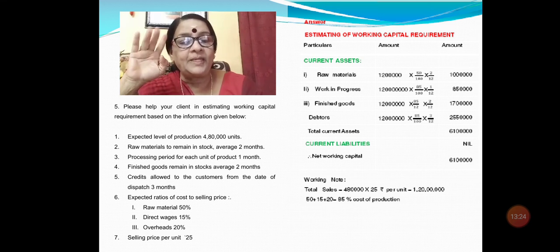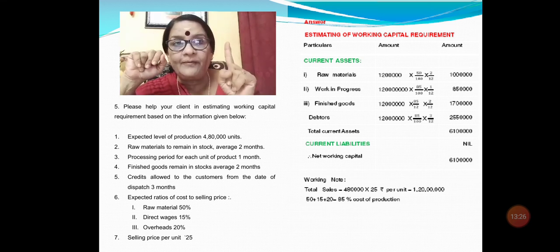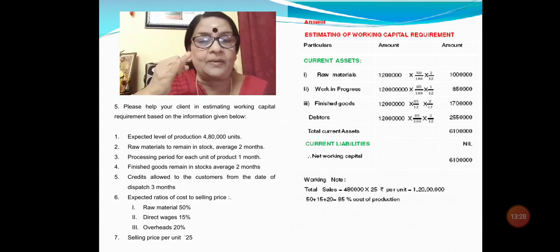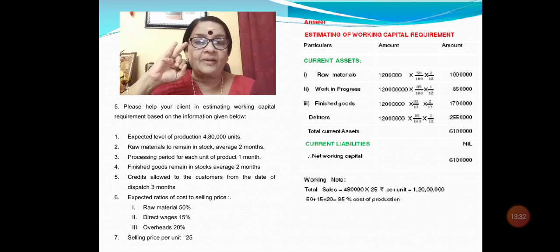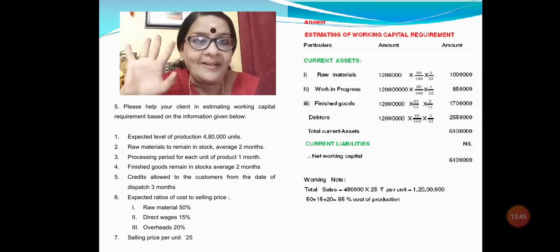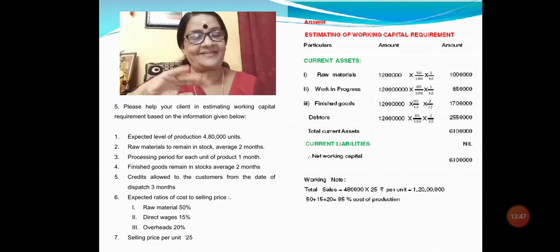Understood? So the difference from the last problem is that material, labor and overheads are not given in per unit terms. They have to be calculated as a percentage of sales. And the second difference is that work in progress is given as a whole, not divided into material, labor and overheads. Hope you can understand. Thank you.